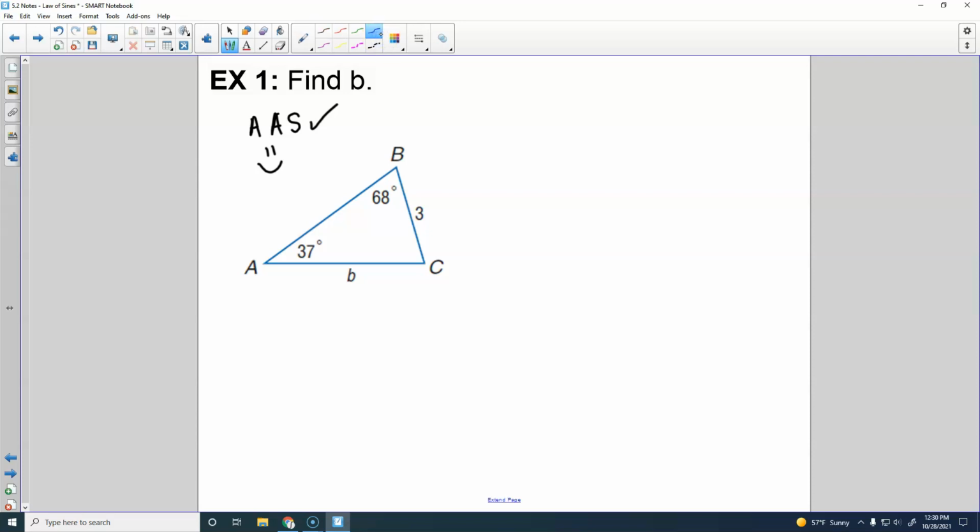So to set this up, if we're looking for side B right here, we are going to take sine of angle B, which is going to be 68, and we're going to put it over side B, which we don't know right now. And then we're going to do sine of the other angle that we know, which is 37, over the side across from it, which is 3. So it's a proportion here that we're setting up.